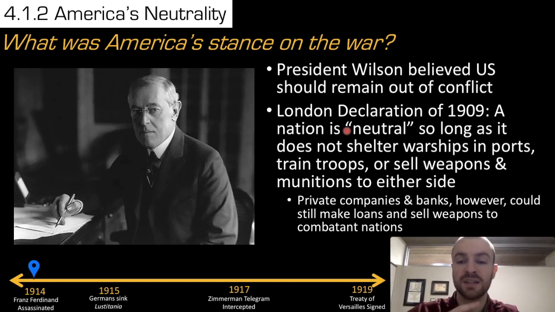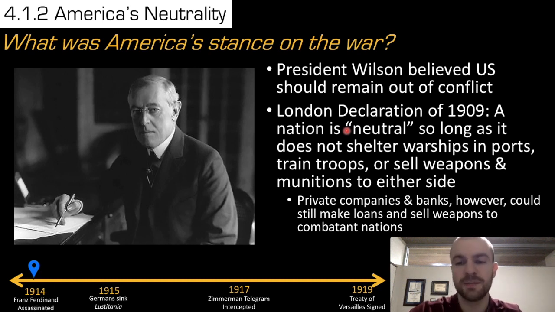2, as long as it does not train troops. So if the United States starts training British troops, Russian troops, German troops, or even start training our own troops to mobilize for war, then we would no longer be considered neutral. But as long as we don't do that, we're neutral.